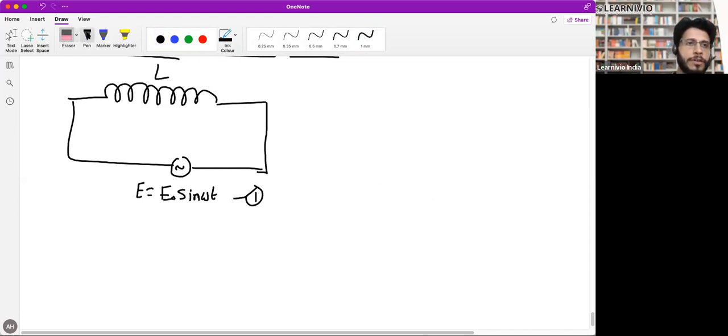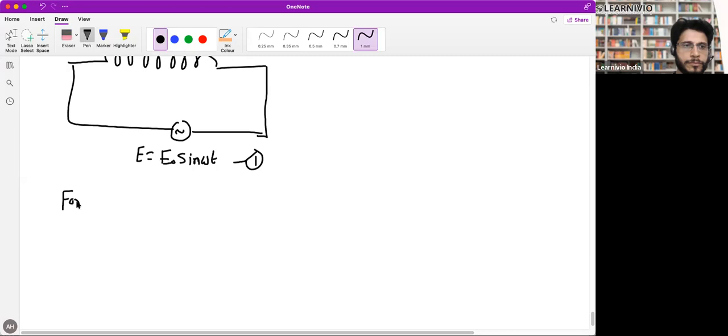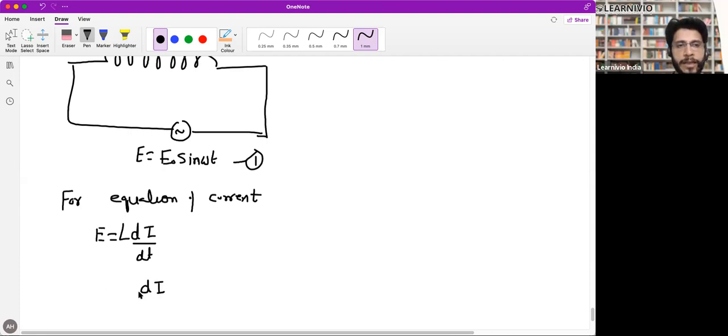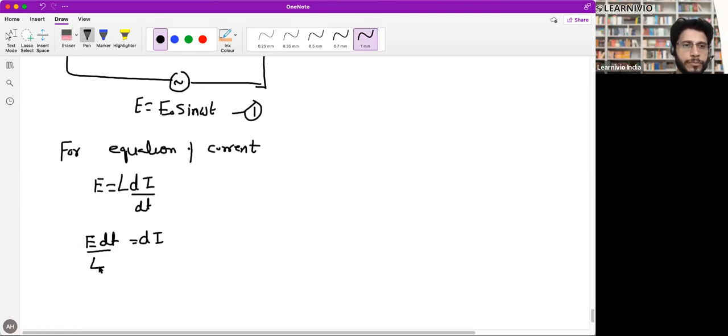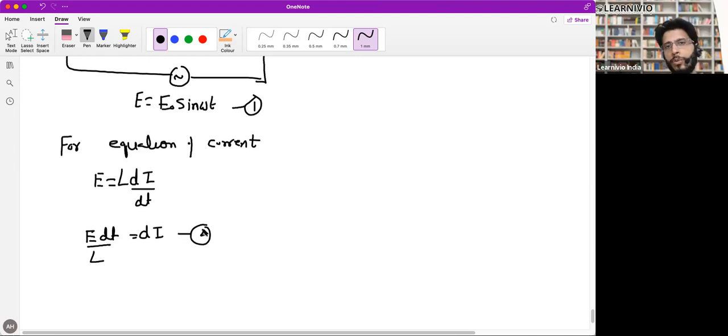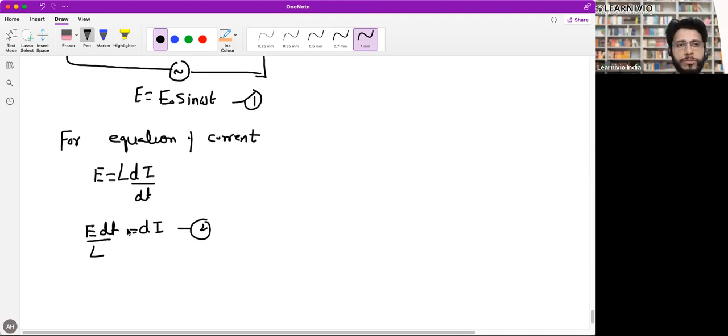So for the equation of current, you will use this equation. E is L di over dt. You can write di as E dt over L. Let's call this equation number 2. Next, what we can do is simply substitute 2 in 1. Instead of this E, I can substitute this thing.